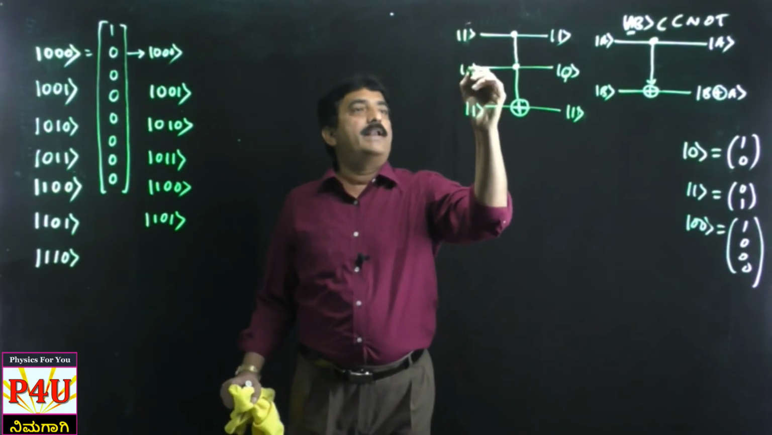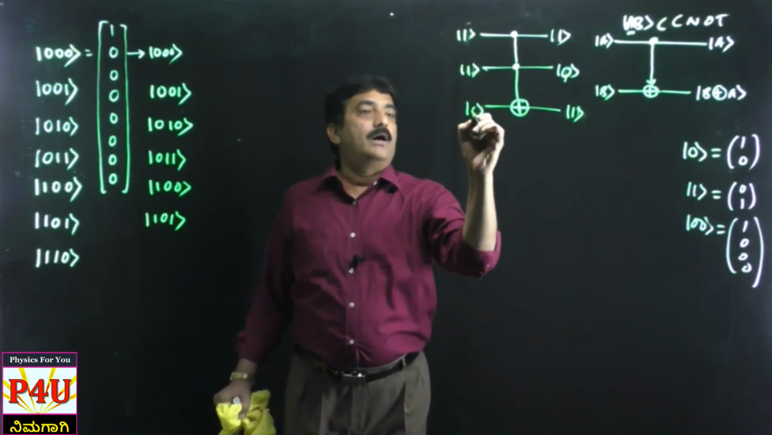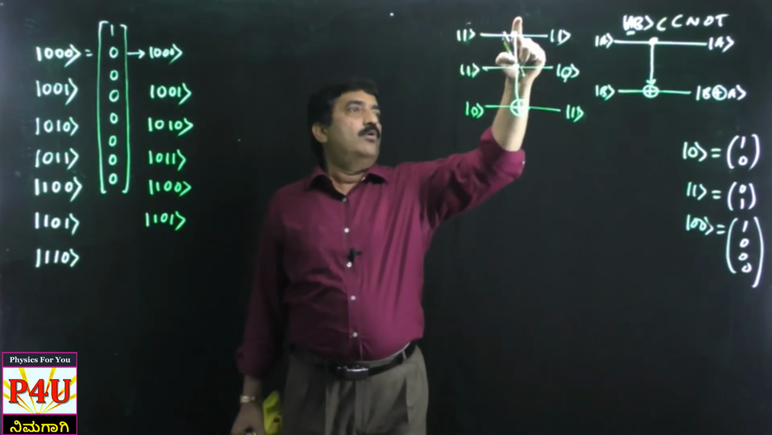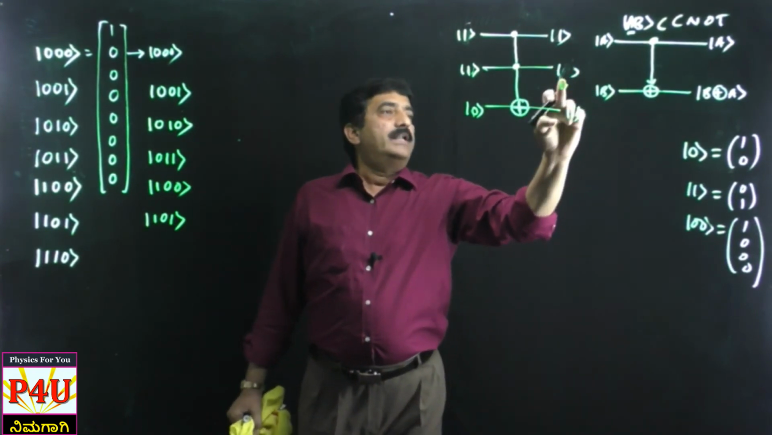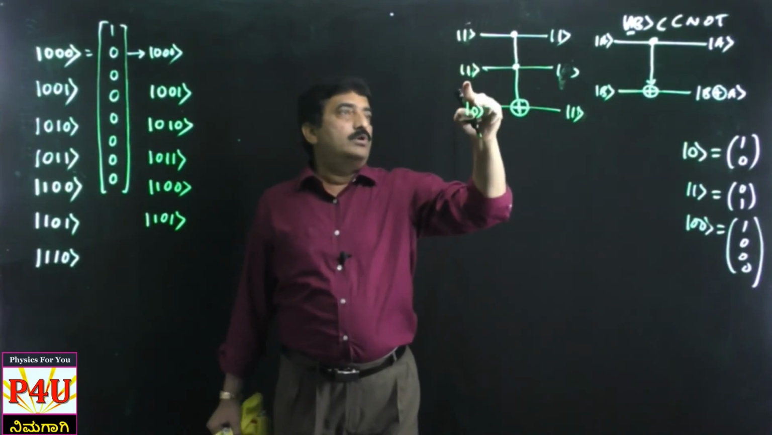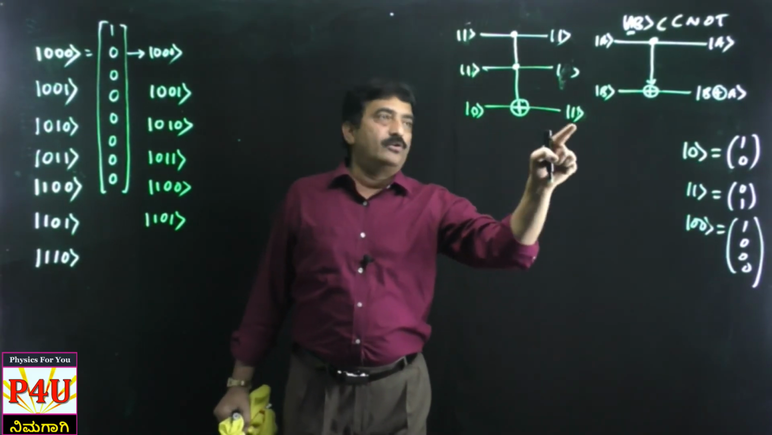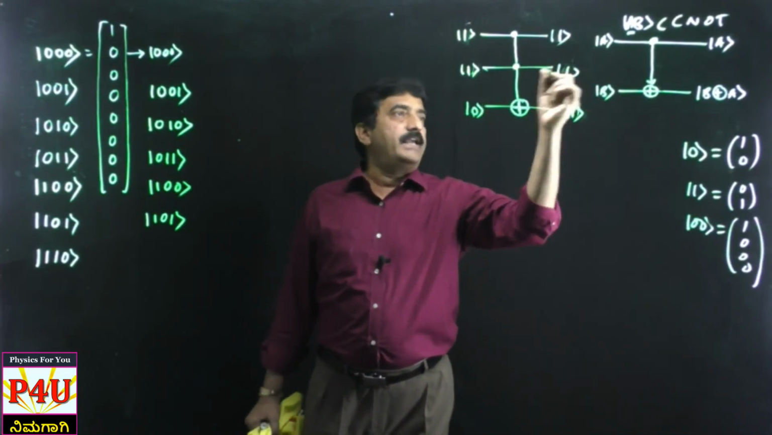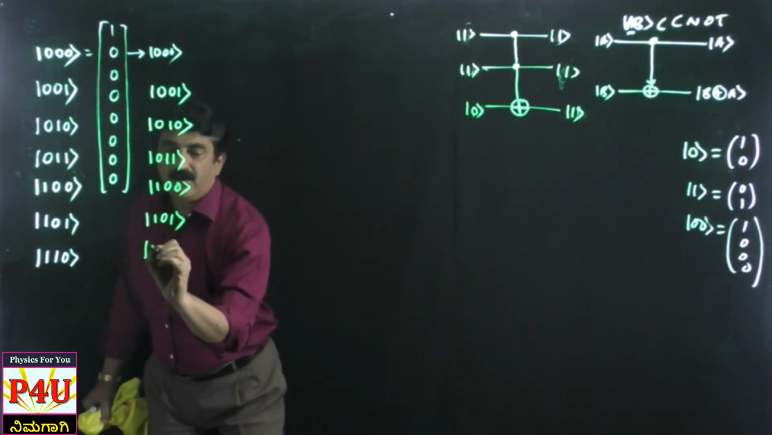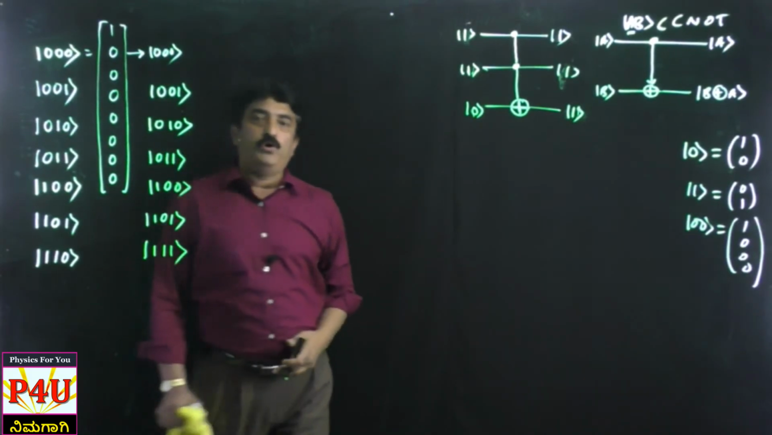1 1 0. Now comes its action. Both are in one state. Definitely they will act. 1 1 together acting on 0, 0 becomes 1, and these come out as they are. So finally I have 1 1 1 as output.